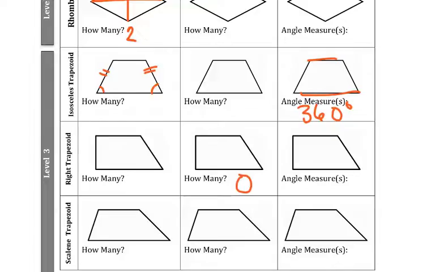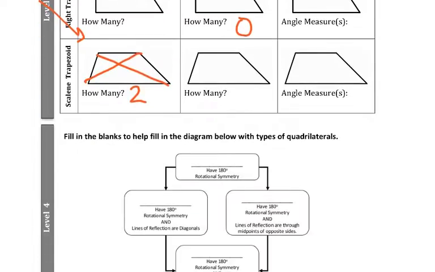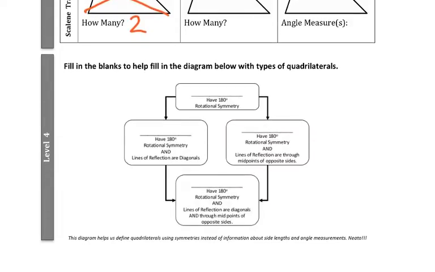Well, why don't we look at the scalene trapezoid and figure out the diagonals? Well, I love diagonals because they're so simple. I can do a diagonal there and a diagonal there, and oh, it seems like we got 2 diagonals on this trapezoid here.